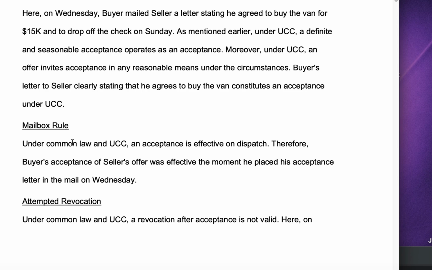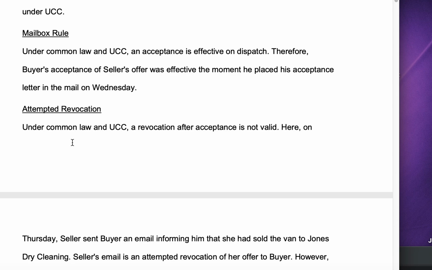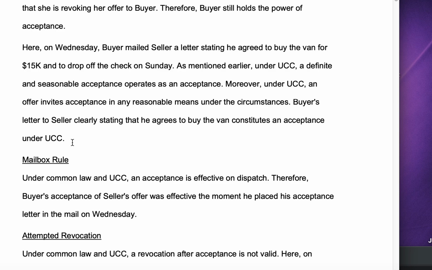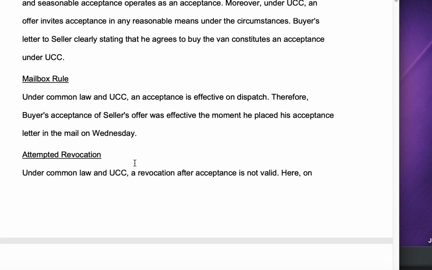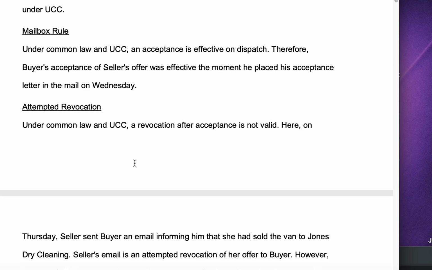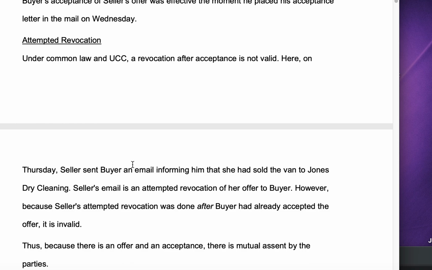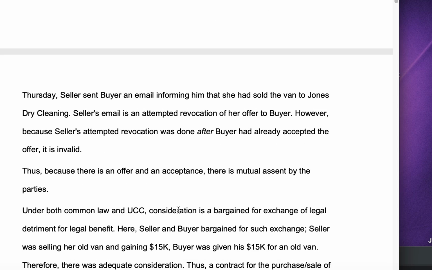Okay, so I'm skimming through this, and when I saw the email, I thought of the mailbox rule, but it wouldn't really apply unless he had accepted, and he did accept in a regular snail mail letter. Attempted revocation. Under common law and UCC, a revocation after acceptance is not valid. Here on Thursday, seller sent buyer an email informing him that she had sold the van to Jones Dry Cleaning. Seller's email is an attempted revocation of her offer to the buyer.